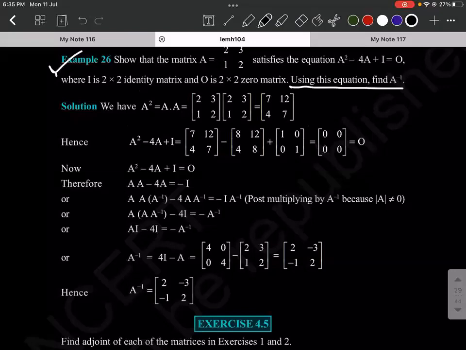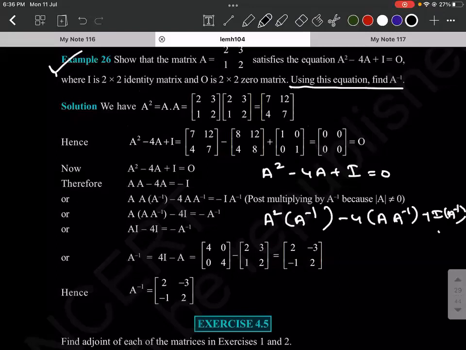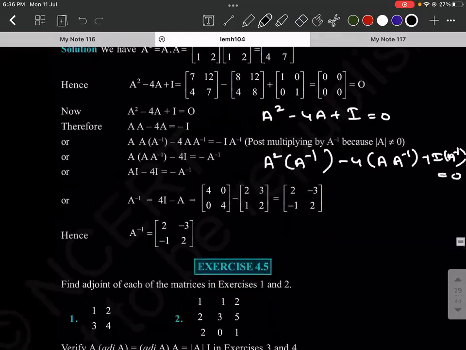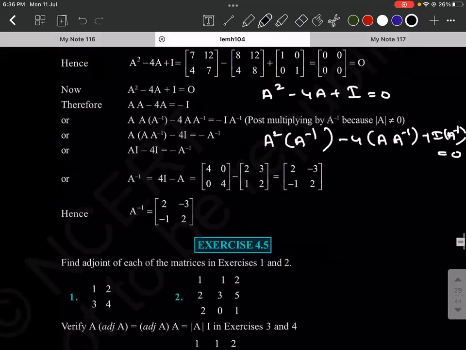So first thing is you need to understand the determinant of A is not equal to 0. So what do we have? A square minus 4A plus I is equal to 0. So what we will do is we will multiply with A inverse on both the sides. So A square A inverse minus 4A into A inverse plus I into A inverse is equal to 0. Right? A square I can write it as A into A, that other A is multiplied with A inverse, minus 4 into A inverse plus I into A inverse.